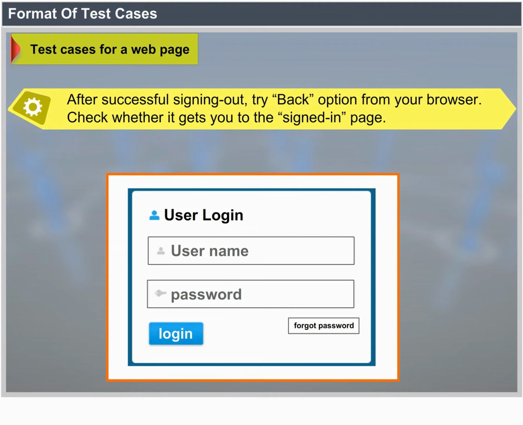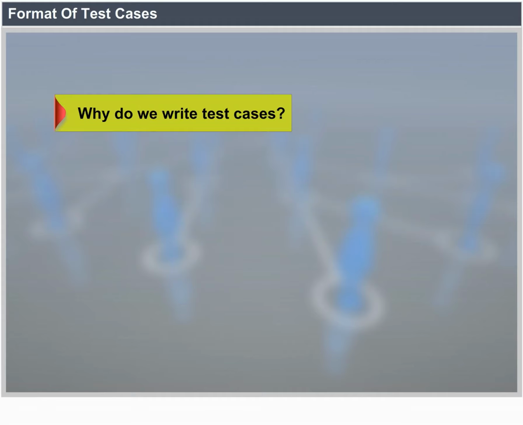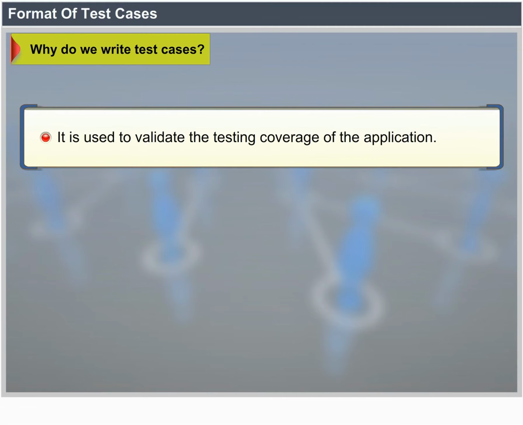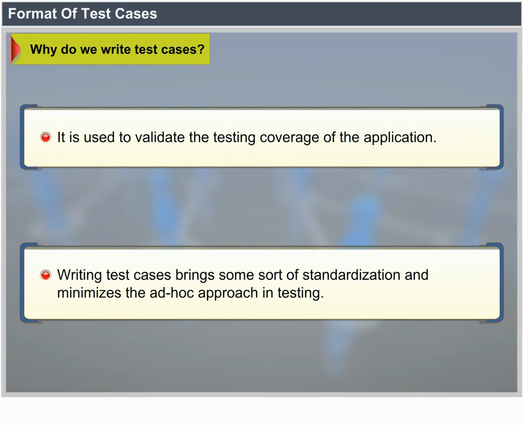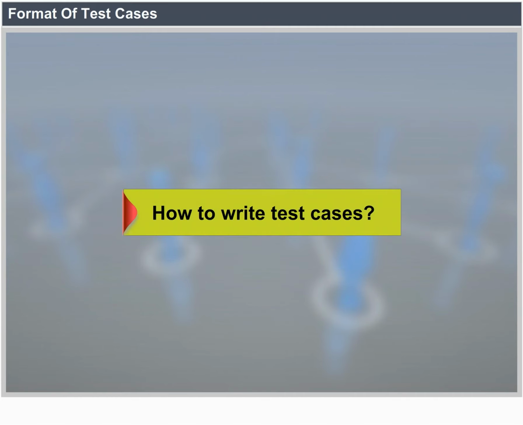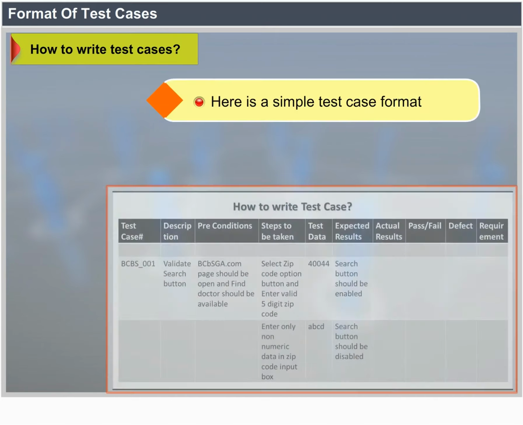Why do we write test cases? It is used to validate the testing coverage of the application. Writing test cases brings some sort of standardization and minimizes the ad hoc approach in testing. How to write test cases? Here is a simple test case format.